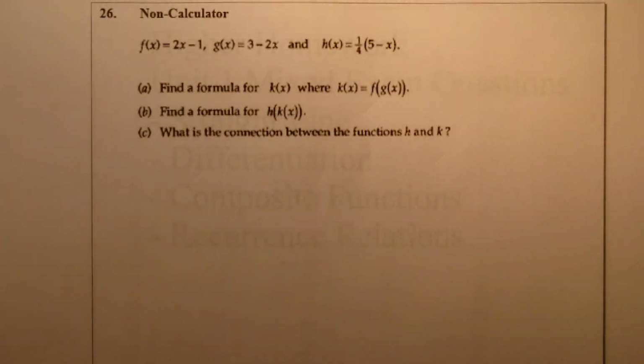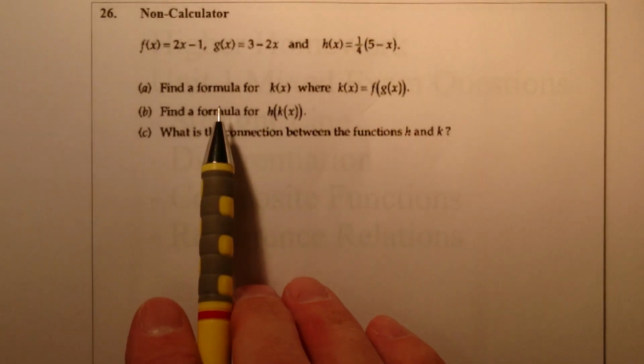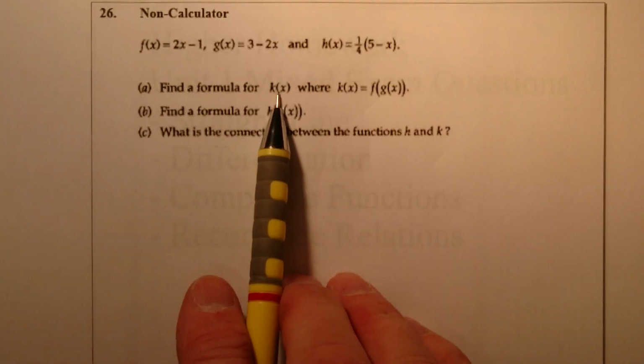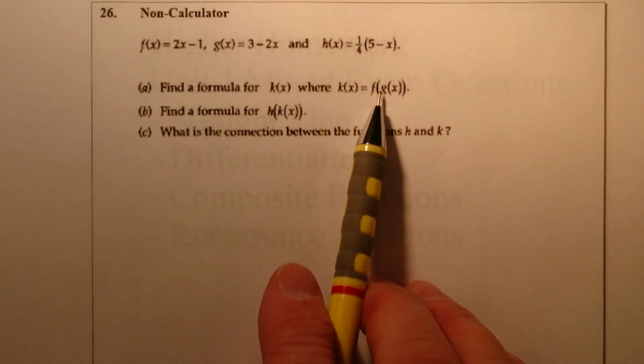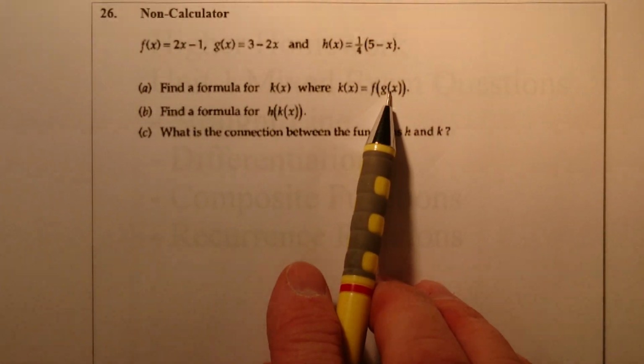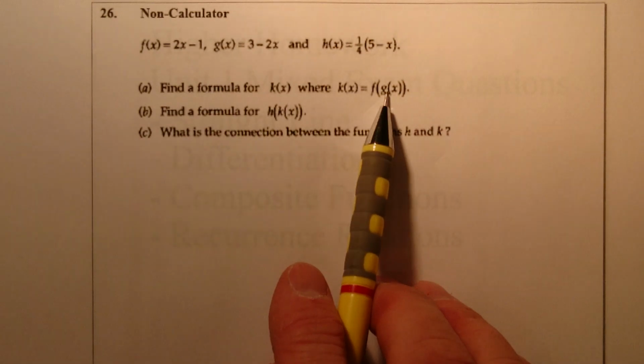Okay, so what we've got is a couple of functions. We've got an f of x function, a g of x function, an h of x function, and we've got to find the formula for k of x, where k of x equals f of g of x. So it's a composite functions question, and we'll work that one through and see what answer we get at the end.